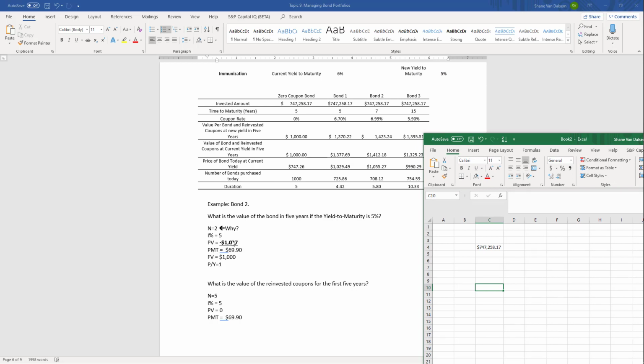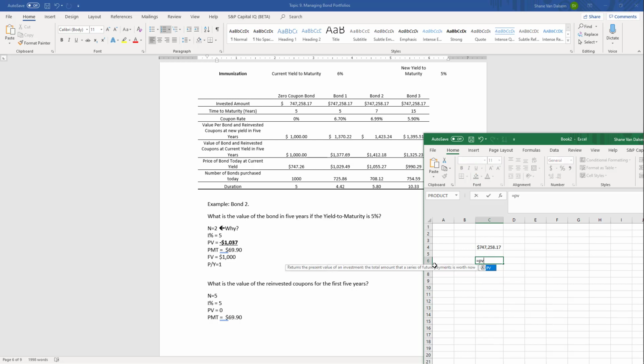And we're looking for the present value in 5 years. So the payment is $69.90 because that is the coupon rate, 6.99% multiplied by 1,000. The future value is 1,000, and there's one payment per year. So we put that in, and I'll go ahead and do that here in Excel.